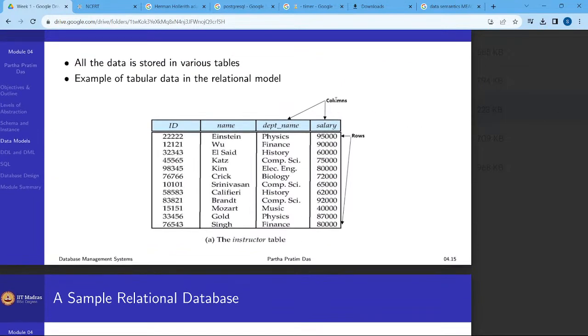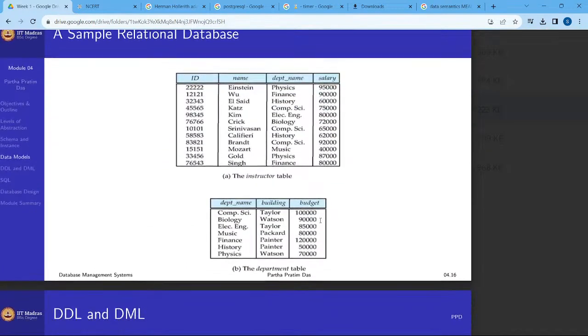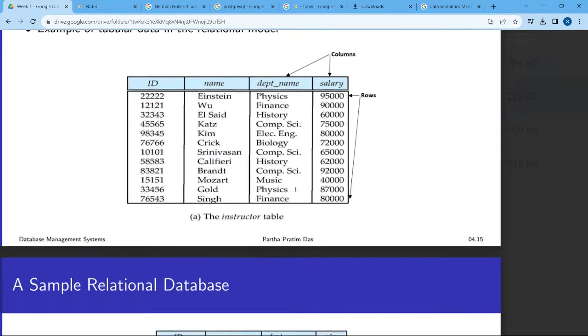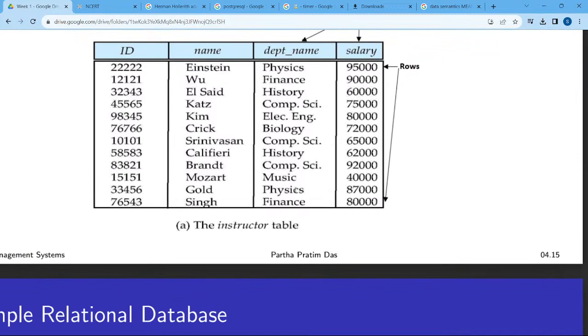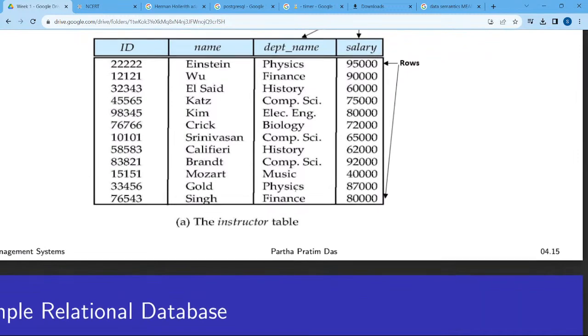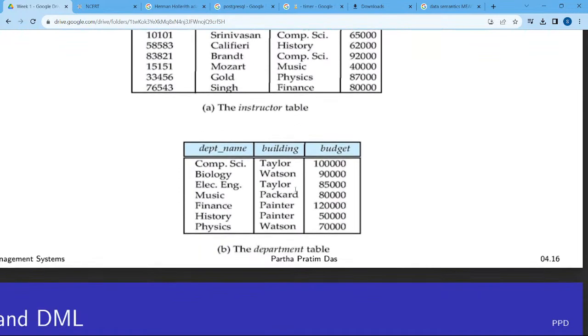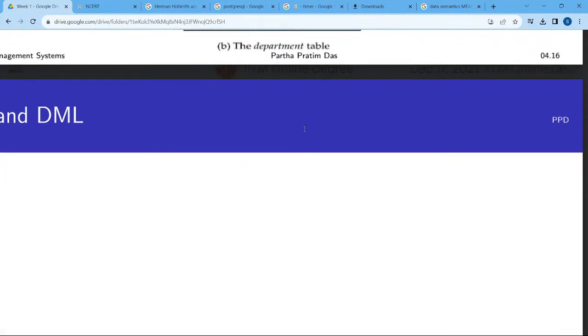columns and rows. Columns are called attributes, and rows are called tuples. Tuple. These are some of the tables that you must see. These would be used many times in the coming slides, I guess. Instructor table, department table. Okay.